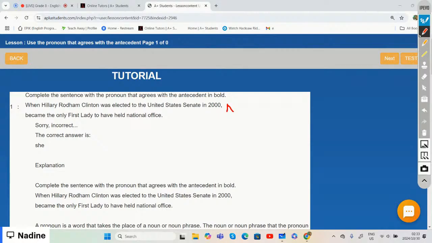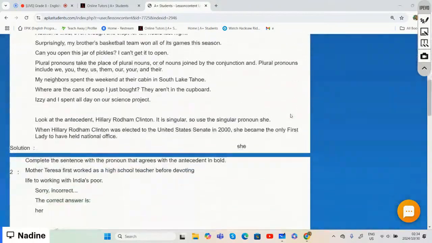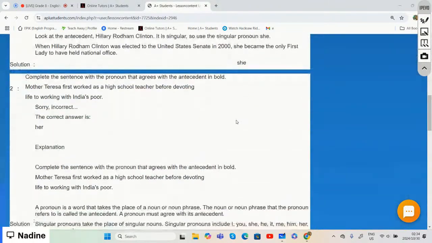And if we were to choose the pronoun, we would say she. Who became the first lady to have held national office? So she is the pronoun that refers to Hillary Clinton. All right. So now let's go to, okay, one more, and then we go to the test.